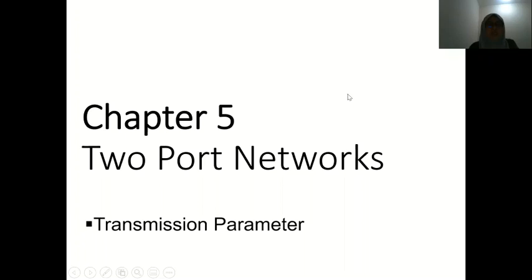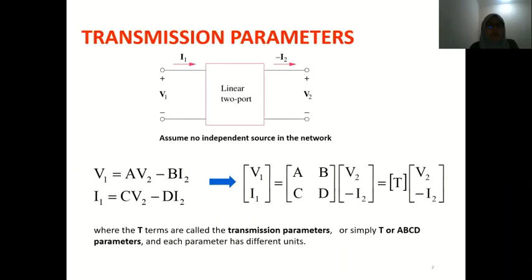Okay, class. Now we go to the transmission parameters of two-port networks. For the transmission parameters, we have a two-port network with input and output. The general equation for the transmission parameters is given by V1 = A V2 - B I2, and I1 = C V2 - D I2.